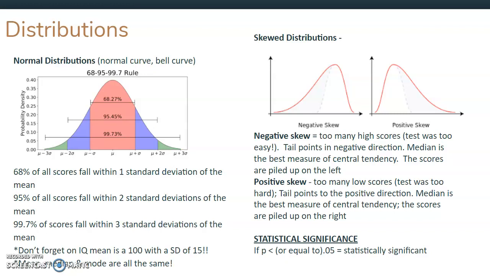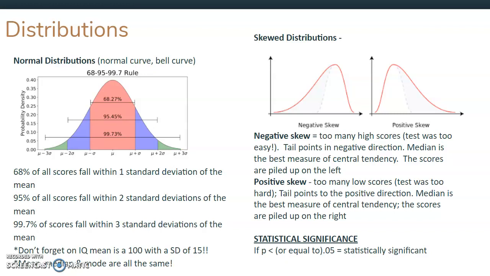Okay, don't forget the 68, 95, 99.7% rules. Okay, 68% of all scores fall within 1 standard deviation of the mean, 95% fall within 2, and 99.7% fall within 3 standard deviations. Those rules are about 3 standard deviations above and below the mean. Don't forget, with IQ, that's the only mean and standard deviation you have to know. The mean is 100 and the standard deviation is 15. Okay, so don't forget that.